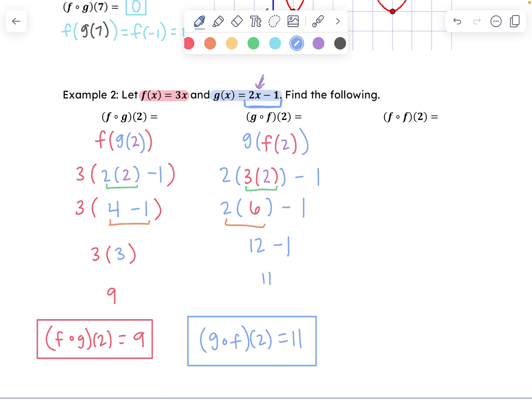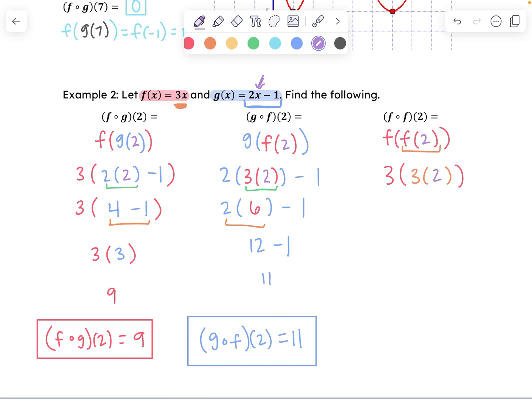And then it is also possible to plug a function into itself. So I could plug f into f, which is what we have here. I have f of, and then the 2. So f function is normally 3x, and then I'm going to switch it up and use orange here to make it a little bit easier to tell the difference there. So then I'm going to plug in another 3x, and then in that x, I'm going to put a 2. So it is possible to plug a function into itself.